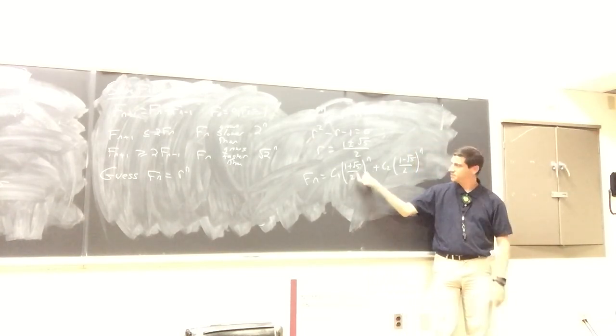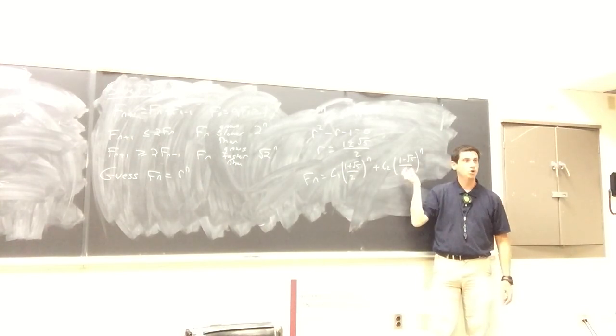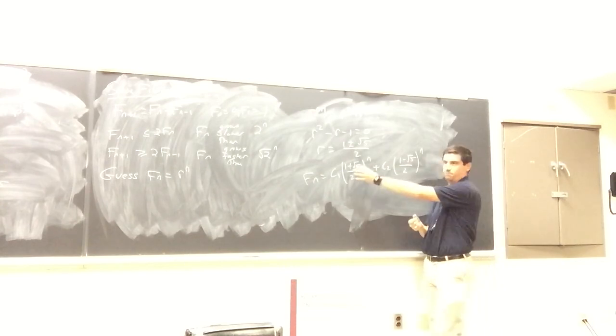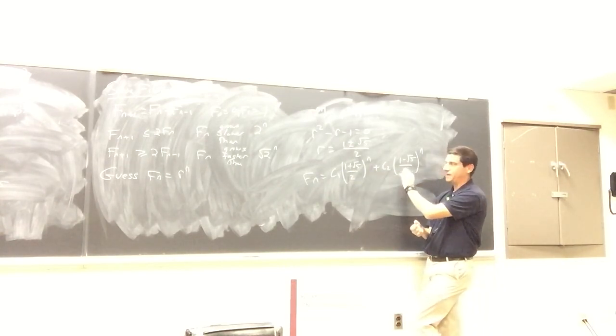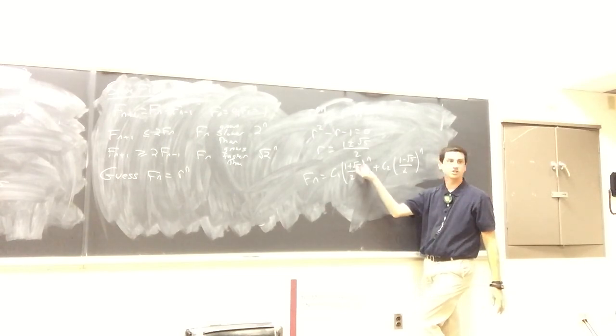We're running out of time. This number is the more important one. This number is greater than 1 in absolute value. This number is less than 1 in absolute value. When n is very, very large, the nth Fibonacci number is essentially this. And in fact, the nth Fibonacci number is the closest integer to this.